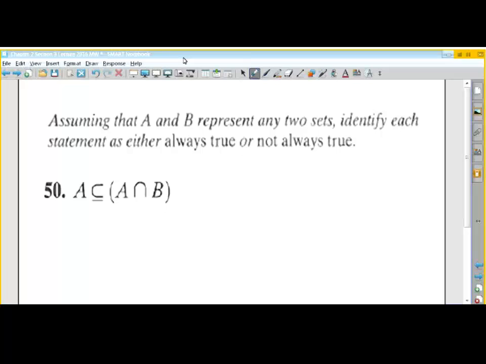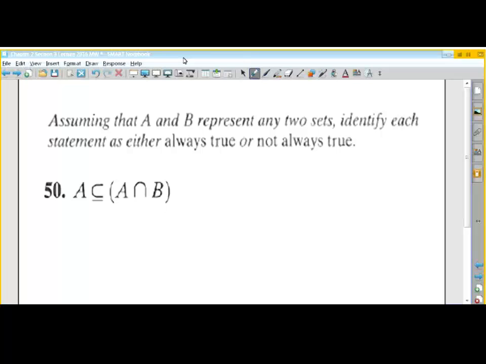Okay, the next one, they're asking you to look at this and answer the question whether this is always true or not always true. So not always true means if you can see one example where this is not true, then it's not always true. So it's either always true or not always true. It doesn't have to always be false. It just has to be two choices. So if you can think of one example where it's not true, then it's not always true.